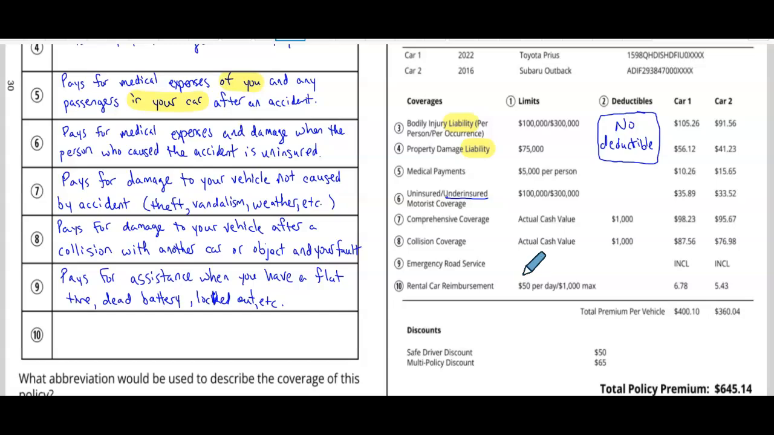In this scenario, if you divide $1,000 by 50, that's 20 days worth of rentals. After that, they're going to say you're on your own. If the car that you rent is more than $50, they'll pay the first 50 until you reach the 1,000 max. So that is a good thing to have because rentals can be expensive. So it pays for a rental car while your car is being repaired.